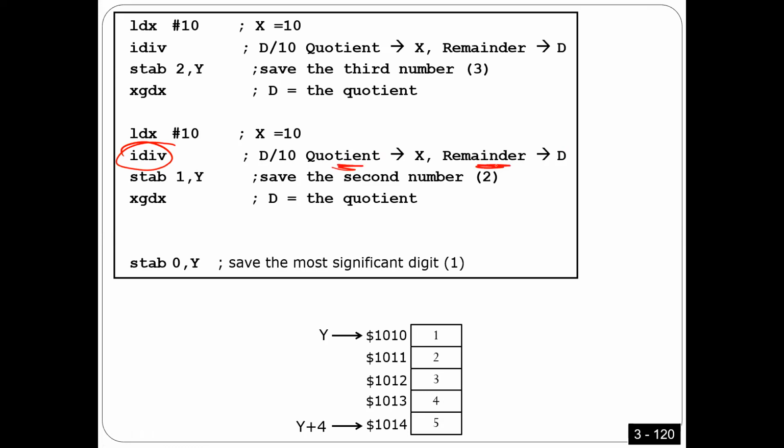Okay, but in C language, if you want to do the same thing in C language, how can you get the remainder and how can you get the quotient? The remainder, the way you should get the remainder is percent.